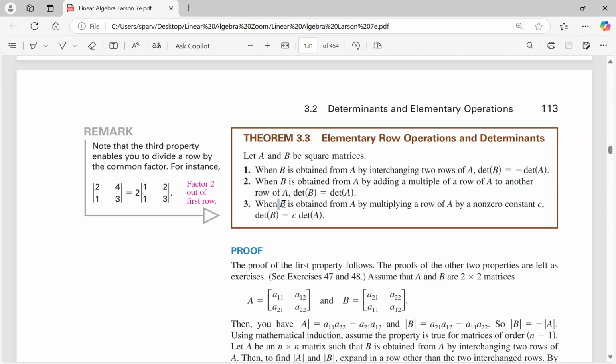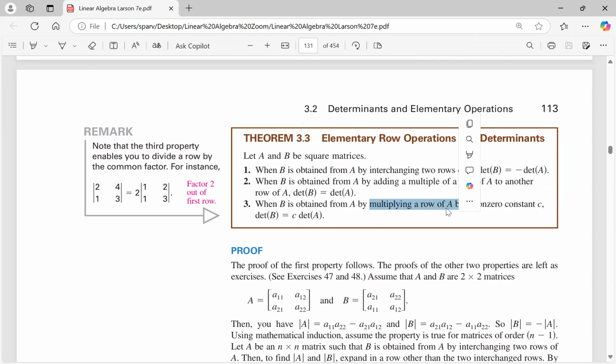So if matrix B is obtained by simply multiplying a row of A by a constant. So remember 3 operations: switch rows, multiply a row by a constant, and add a constant multiple of a row to another. If I just multiply a row of matrix A by a constant, so for example, 5 times the first row, then that's going to cause the determinant of the new matrix to be the same constant multiple of the determinant of A. Now remember, you're multiplying a single row here.